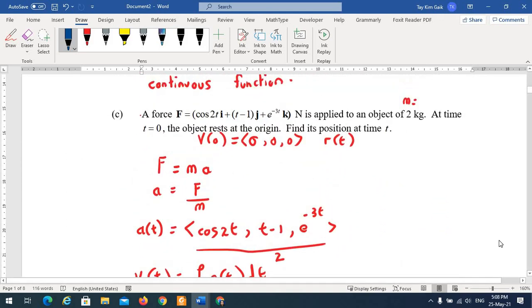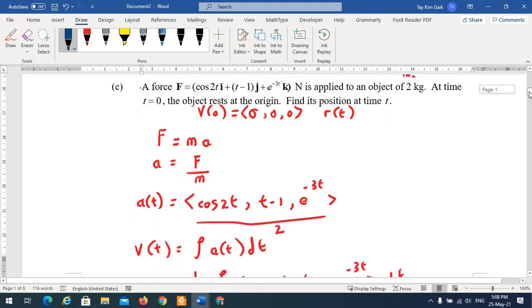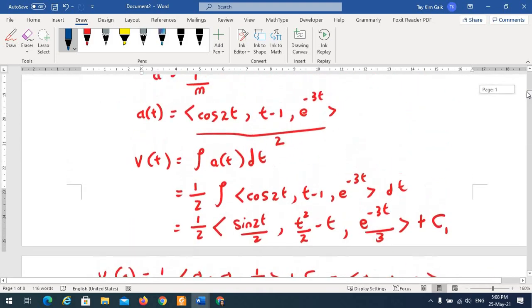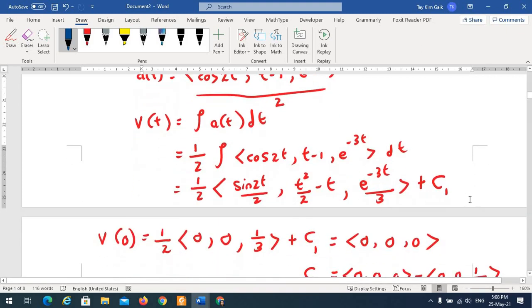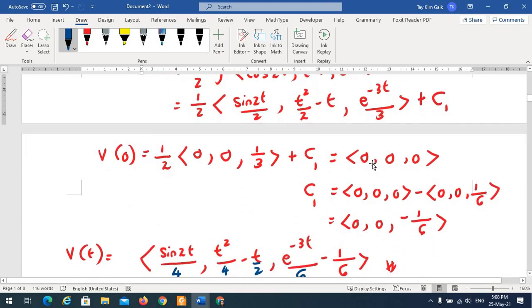I repeat one more time for question K3C. F is actually MA. We want to find the position vector, but now we just find up to the velocity vector. So A is the vector F given divided by M. From A(t) you can find V(t) by integrating A(t) dt. The integral constant is a vector because the object is initially at rest. So when t = 0, the velocity vector is 0i, 0j, 0k. Once you can find, C1 is actually 0i, 0j, minus 1/6.